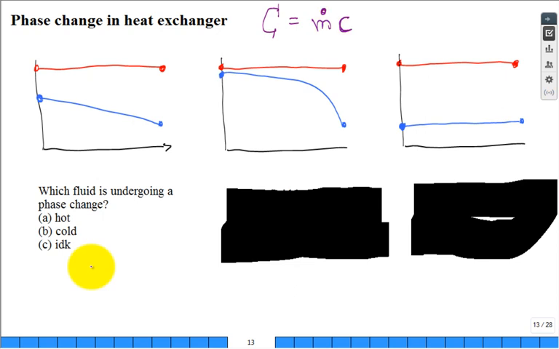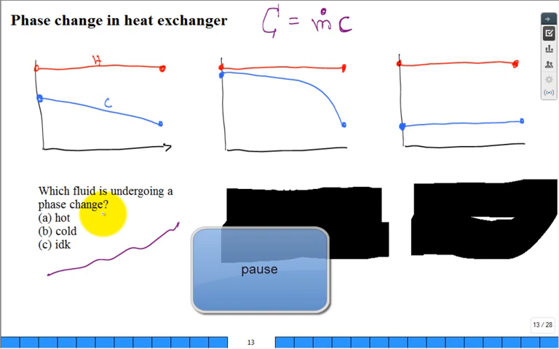So for this fluid right here, easier question. Look at the hot profile. This is my hot. Look at the cold temperature profile in this concentric tube heat exchanger. Which fluid is undergoing phase change, if you had to say one of them? Is it the hot? Is it the cold? Or do you really still not know?